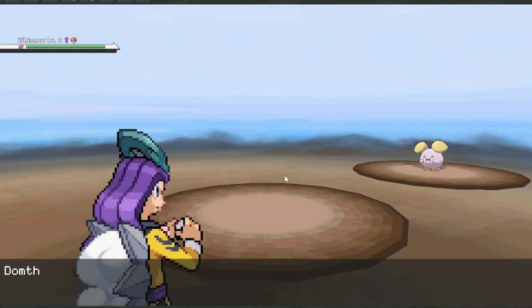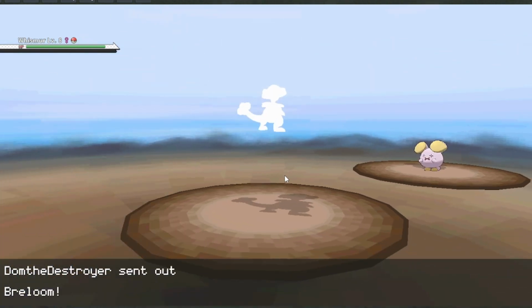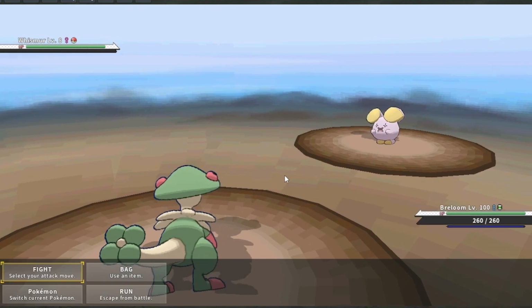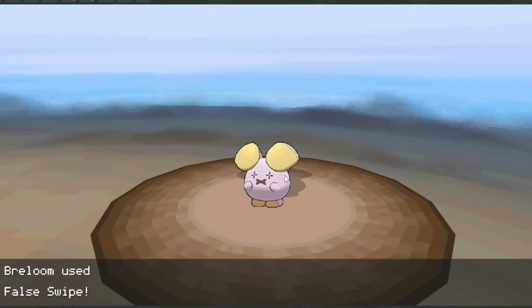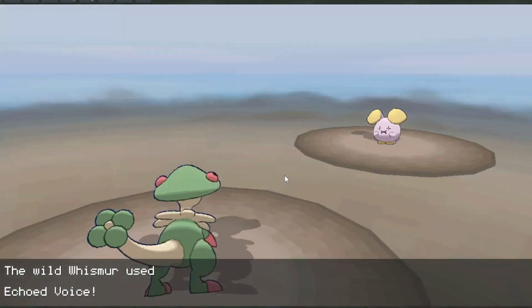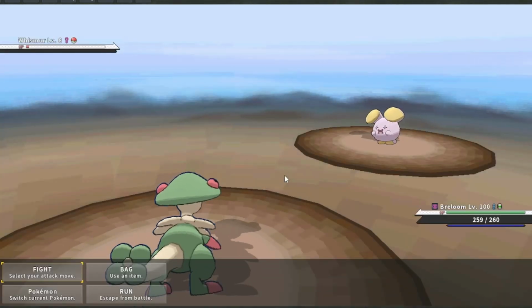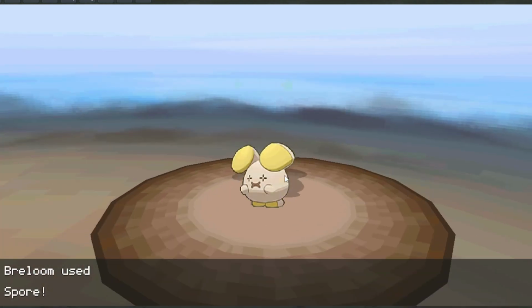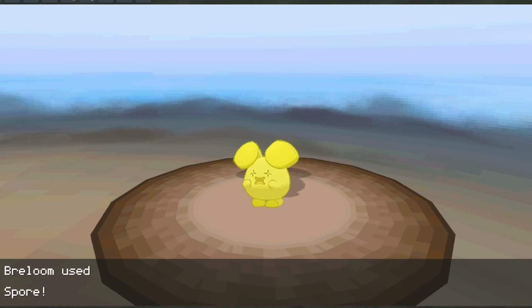Actually, you have to False Swipe and Spore these guys, because the catch rate is low enough that just False Swipe isn't enough. That's why I do have Breloms here. I'm going to be False Swiping and Sporing these guys, and then I'm just going to be throwing a Pokeball. And I'll be right back in 1 hour.